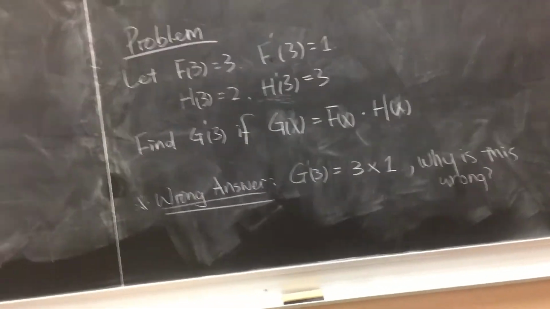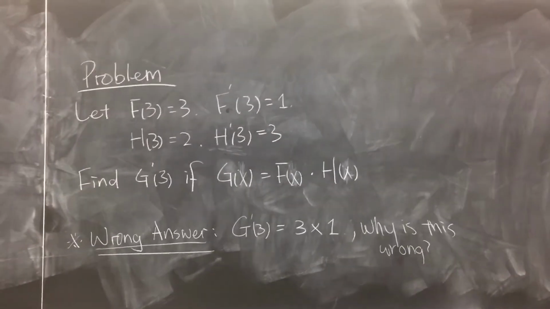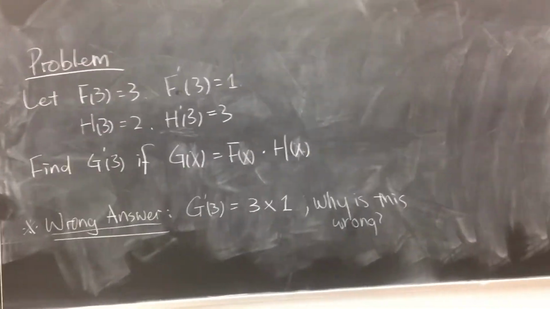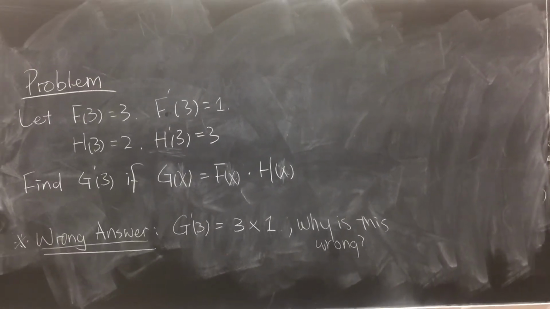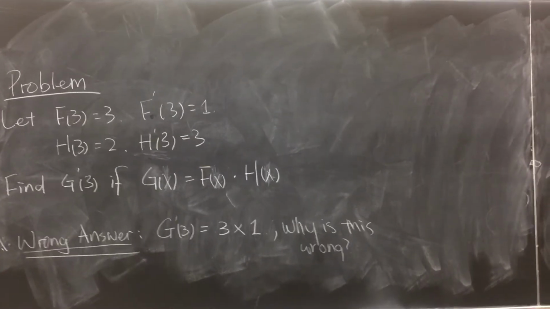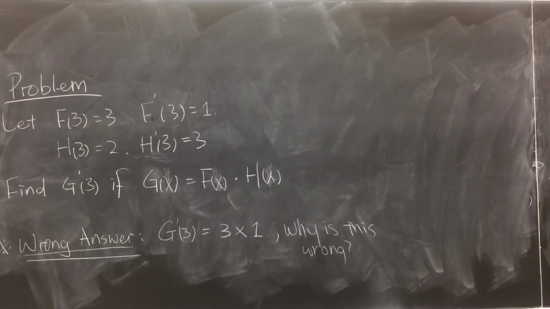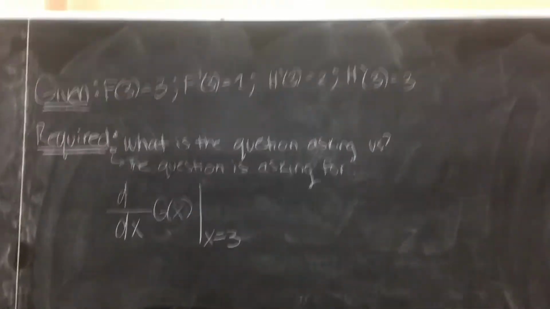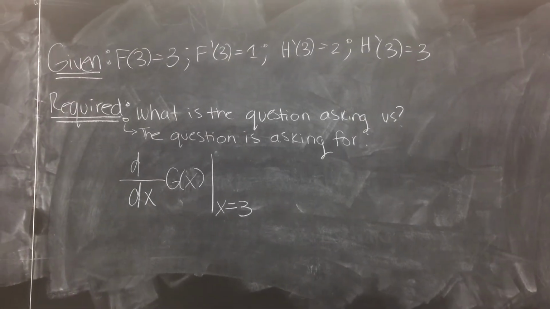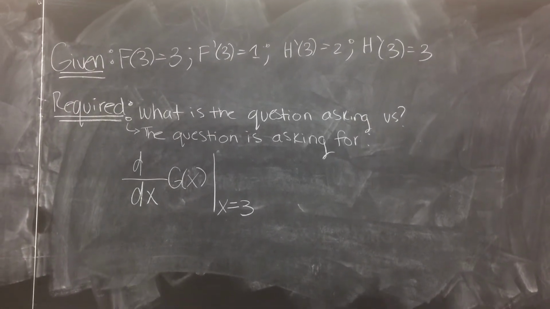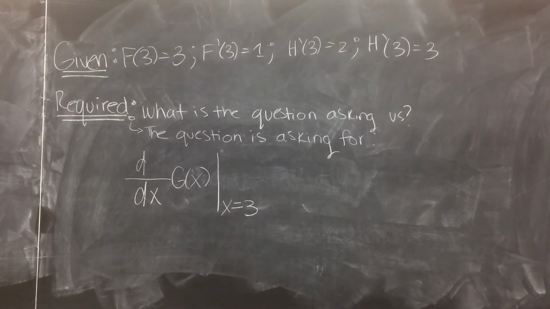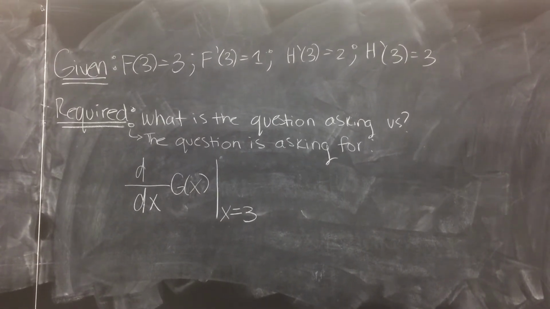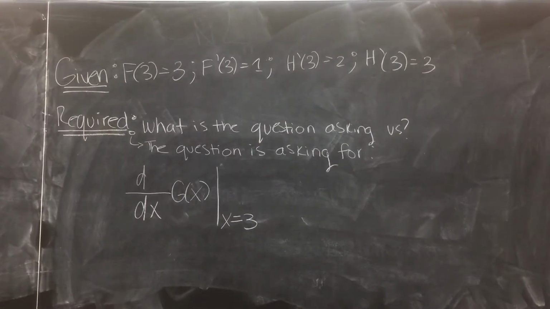The reason why you got stuck is you don't understand why you cannot just multiply the given values for f prime of 3 and h prime of 3 together to solve for g prime of 3. We've already covered the given part, so you already know what to do for given. You've written down what information is in the question. The part that you got stuck on is the required section. So for required, we have to look at what the question is asking us to do.